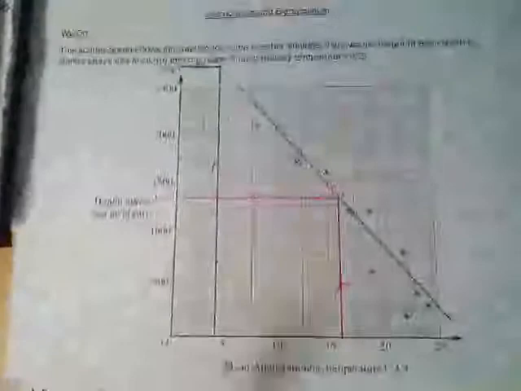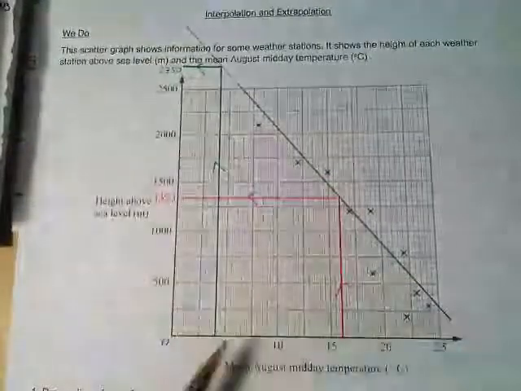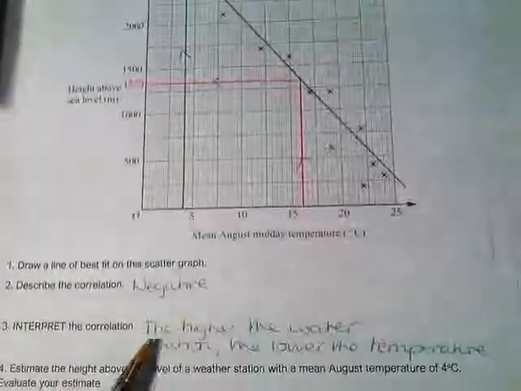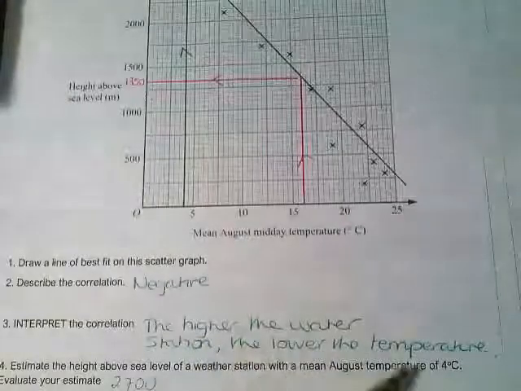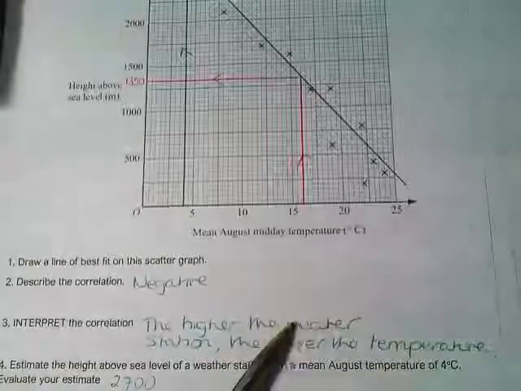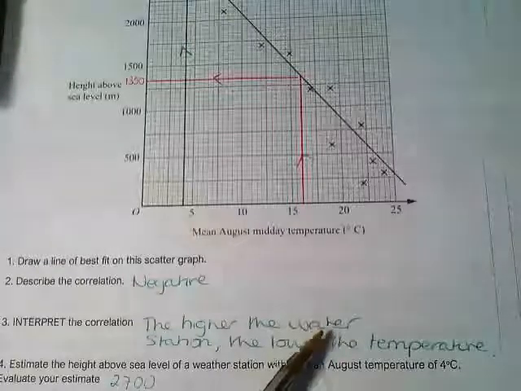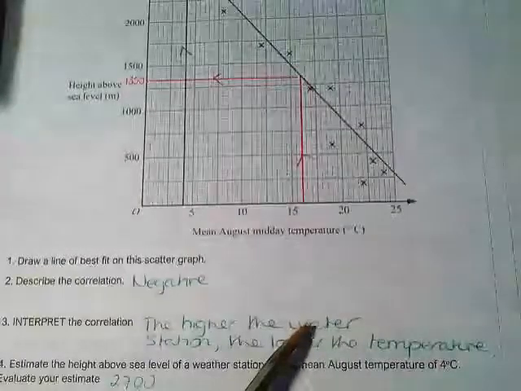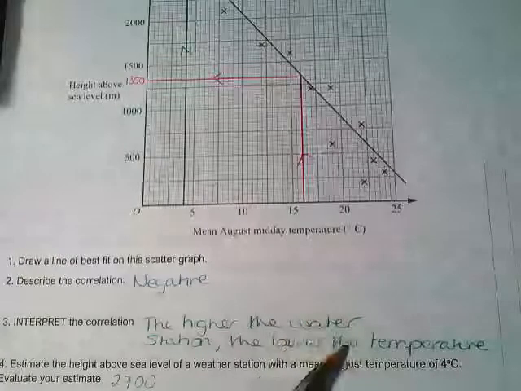Here we go. Here are the answers. I've drawn a line of best fit onto my scatter graph, and then I've said that this is most definitely a negative correlation, and that means that the higher one variable is, the lower the other variable would be. So you can say it either way around, but you must show that when one rises, the other one falls, and you must use words from the context, from the question. What was it they were talking about?